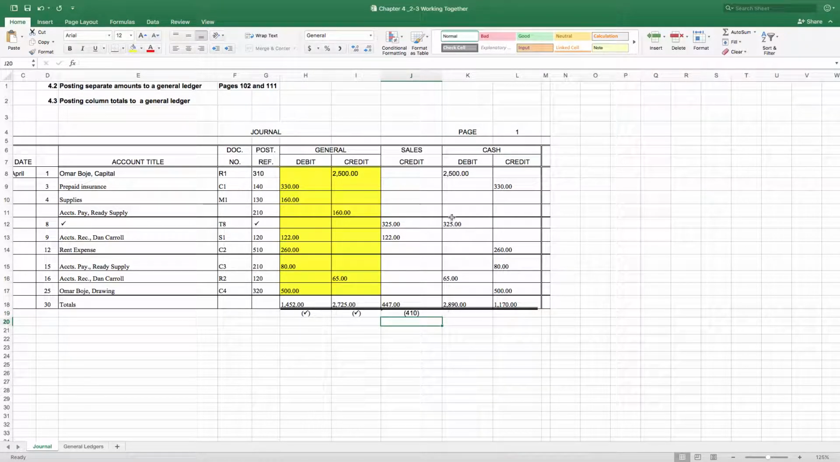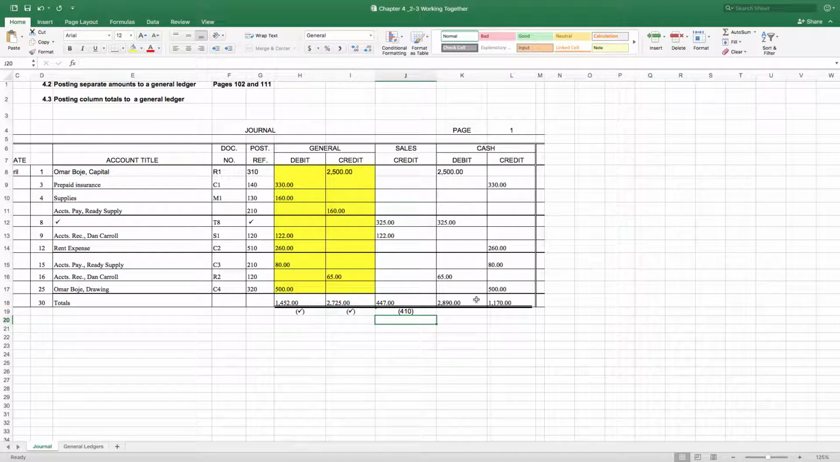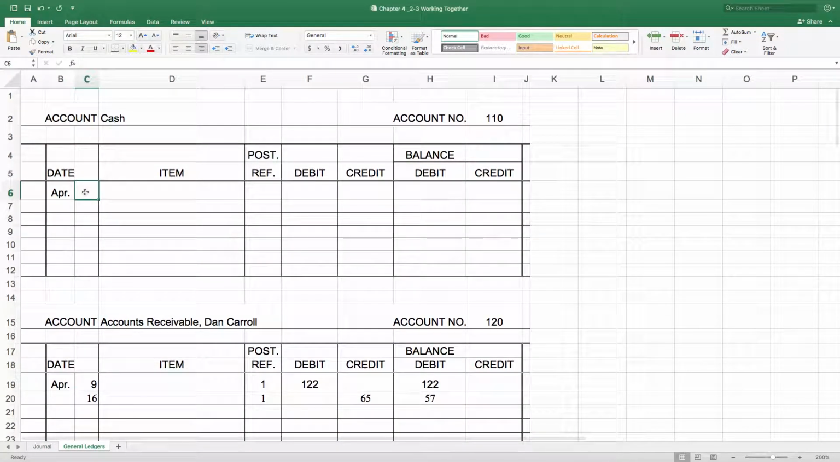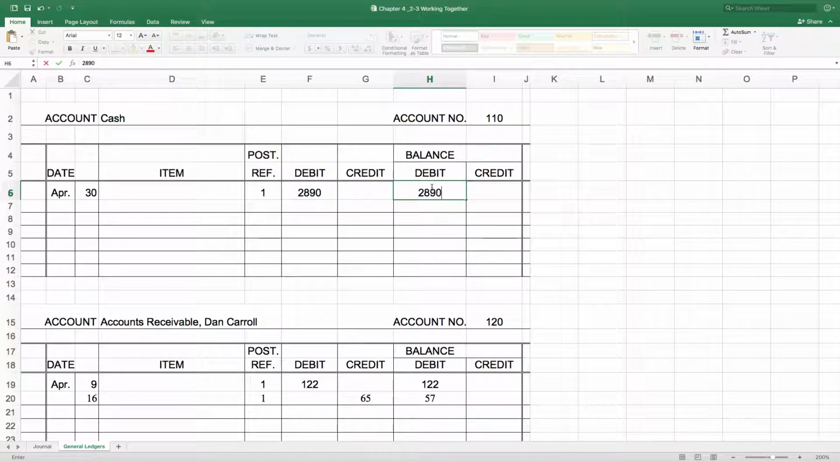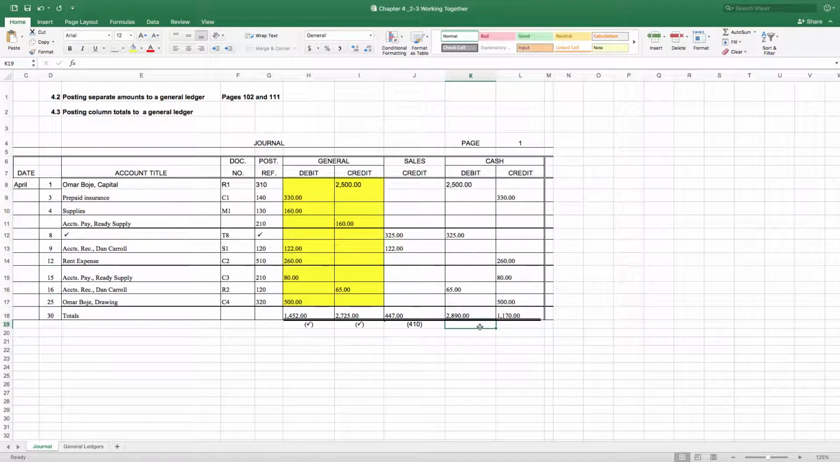Okay, now let's move on to cash. The cash debit is $28.90. Let's find cash. It's at the top. The date is the 30th. Still comes from page 1 of the journal. And we have a debit entry of $28.90. We have a debit balance of $28.90. Now we want to go back and put the account number for cash debit right under that column. You want to put it in parentheses.